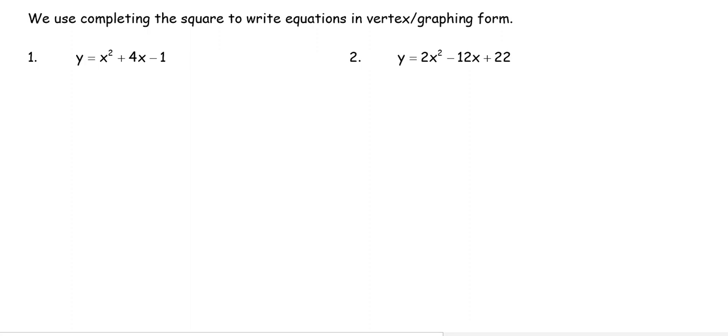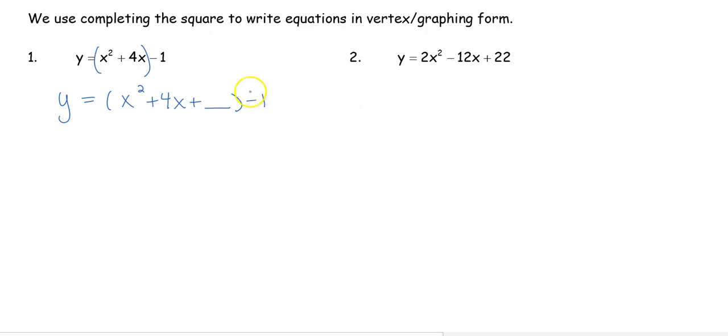We're going to use the completing the square to rewrite our equation from standard form into vertex or graphing form. So when we do this, again, completing the square, we see an x squared and we see a 4x. So my job is to complete the square. I'm going to ignore everything else that's going on. So I'm just setting this up, what we did above. I want to use the x squared, the x, and I want to complete that square. I want to make it a perfect square trinomial.